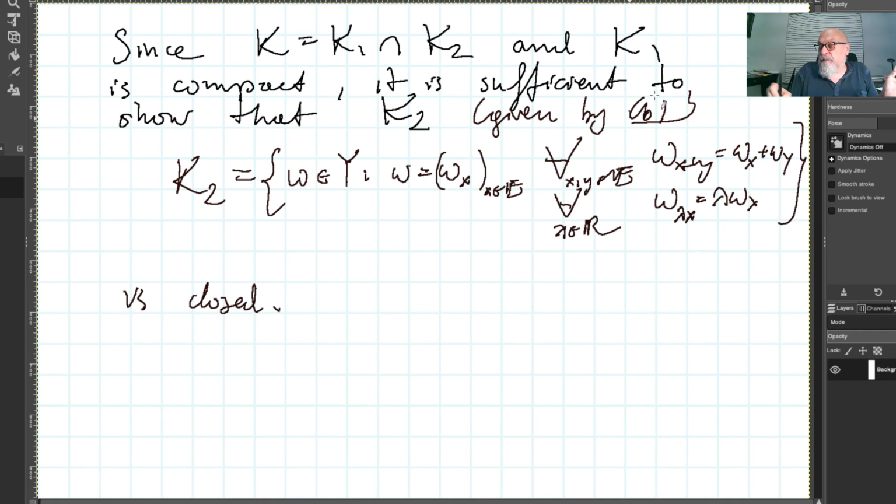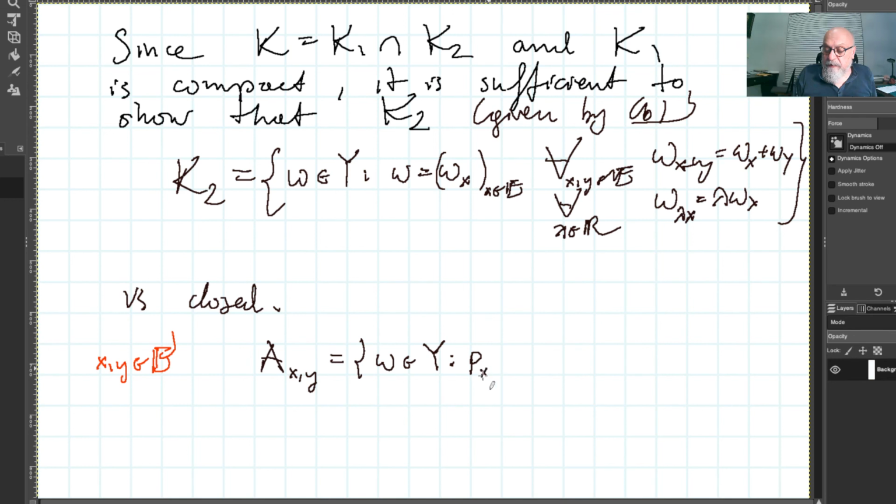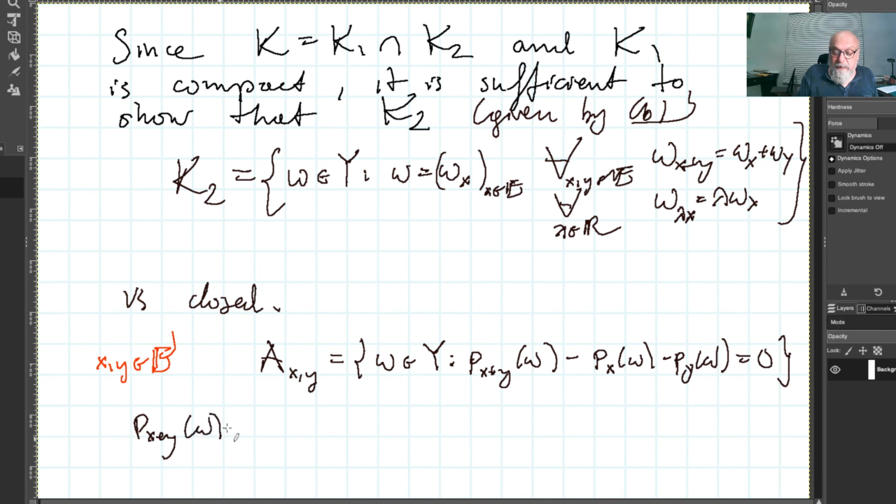So I notice, okay, there are too many conditions. So I'll say like this, for a given, so take x and y belonging to E, so I can define the set A x,y. So this is the set of all omega belonging to Y, such that, so I write it down, p of x plus y of omega minus p x of omega minus p y of omega is equal to zero. So notice, this is the projection. So p x plus y of omega is equal to omega x plus y. That's exactly this element in this sequence.